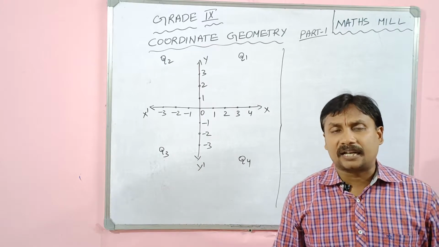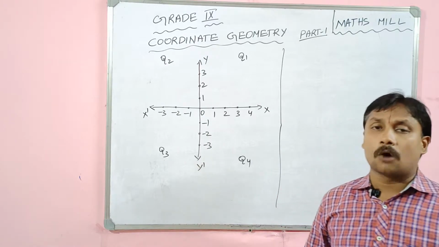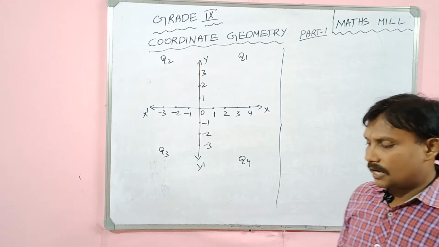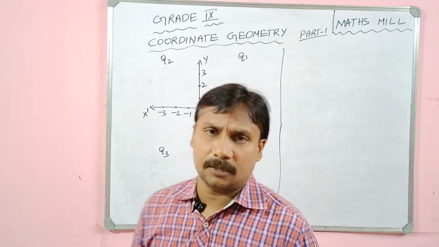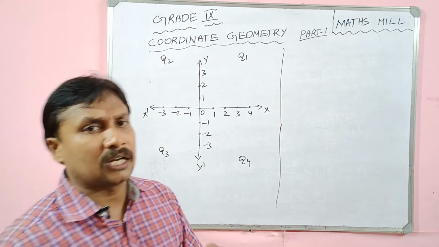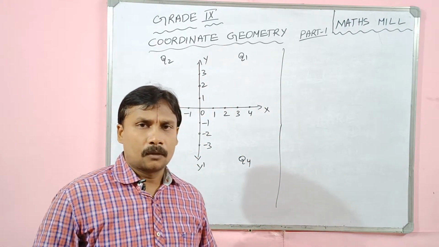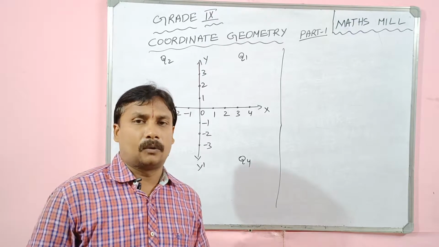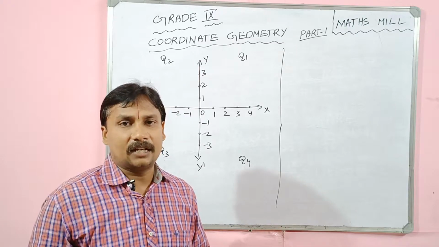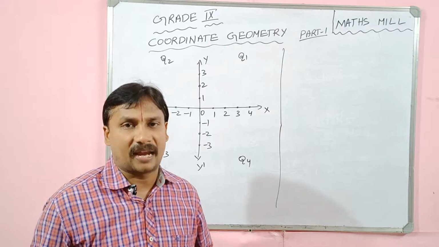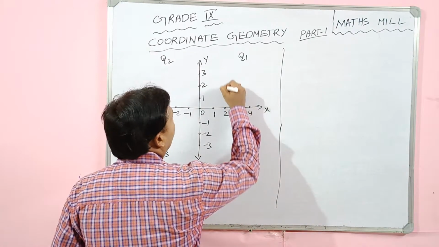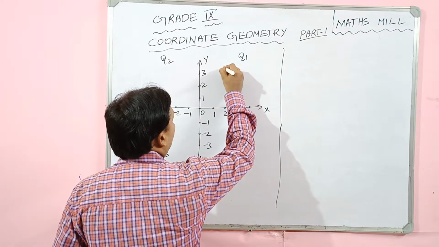So in this, what we are going to learn is how to locate a point, how to plot a point. In general, in our geometry concept, there is no particular definition for a point. A point has no breadth, no length, no depth. So like that, a point has no magnitude. But in this coordinate system we can define a point.